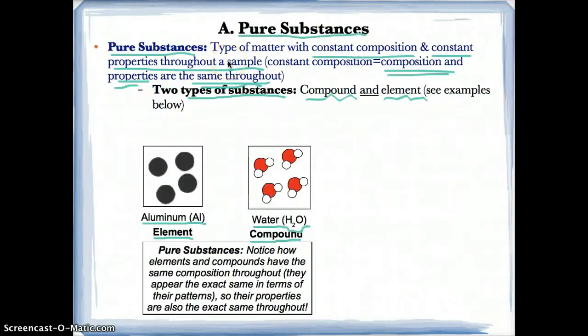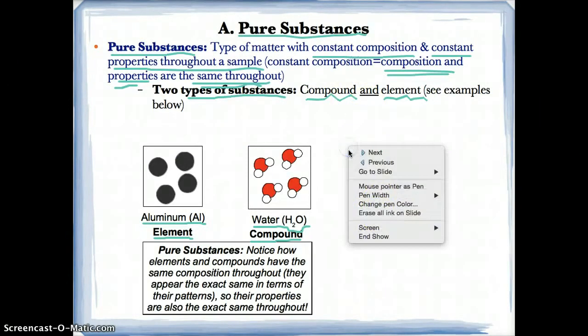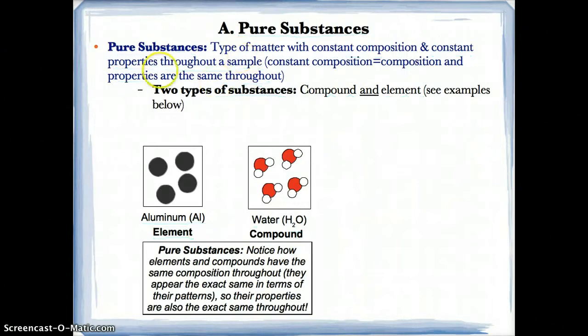Let's first start by talking about something we learned in the last lesson, specifically pure substances. Pure substances refer to a type of matter with constant composition and constant properties throughout the sample. What I mean is that the composition and the properties are the same throughout the sample.